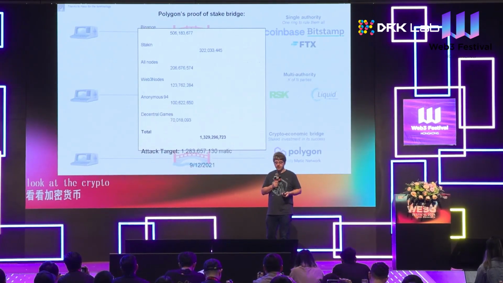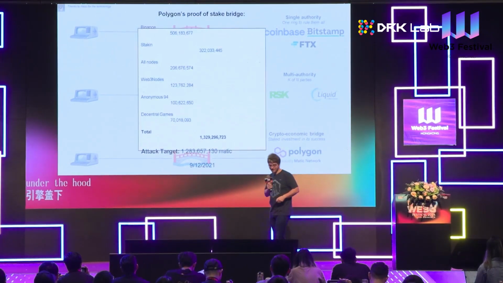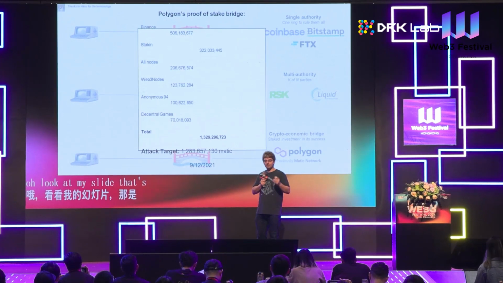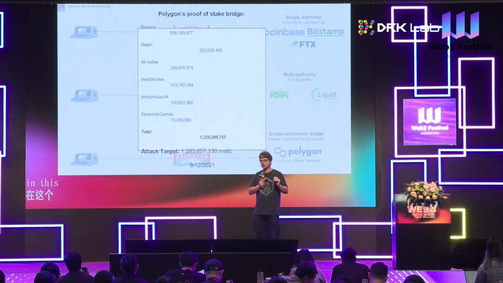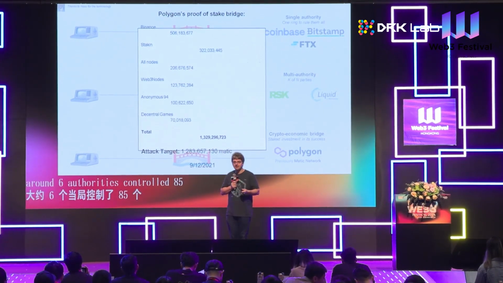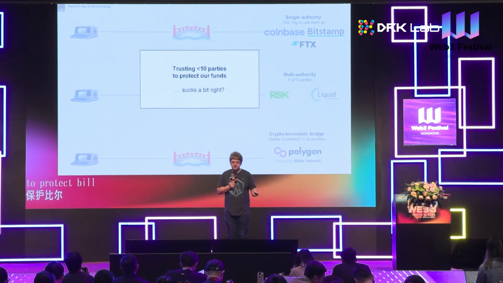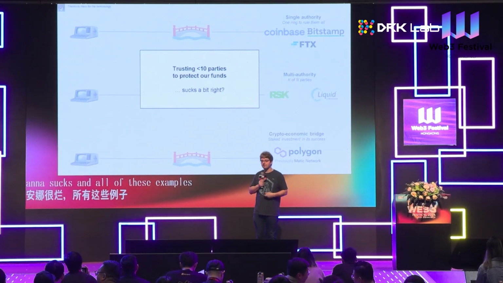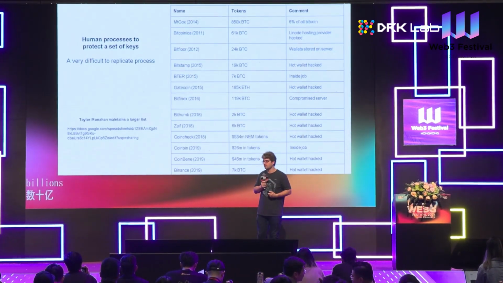For example, in 2021, oh, look at my slide. That's a great rendering, isn't it? Clearly isn't supposed to be that way. But in this example, in Polygon, in 2021, around 6 authorities controlled 85% of the stake, and you're really trusting 6 entities to protect billions of dollars. And that sucks. In all of these examples, it sucks because we're trusting less than 10 parties to protect billions of dollars. And it doesn't suck from an ideological perspective.